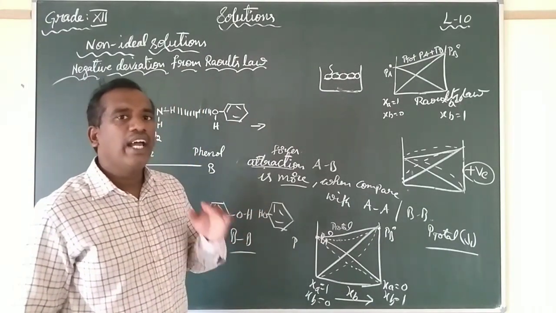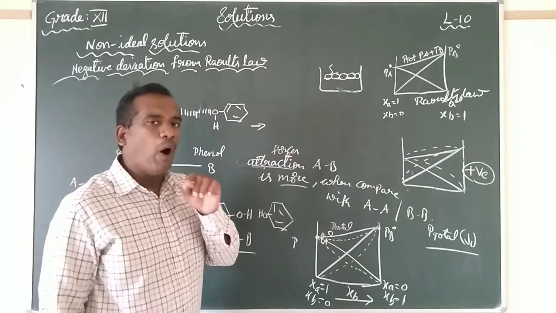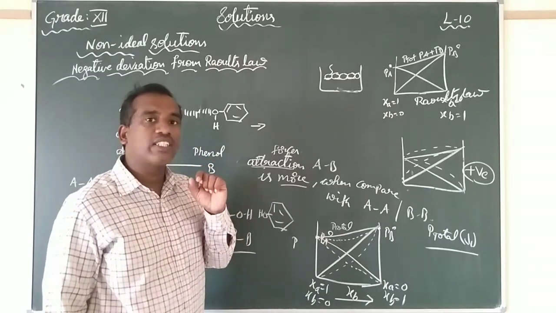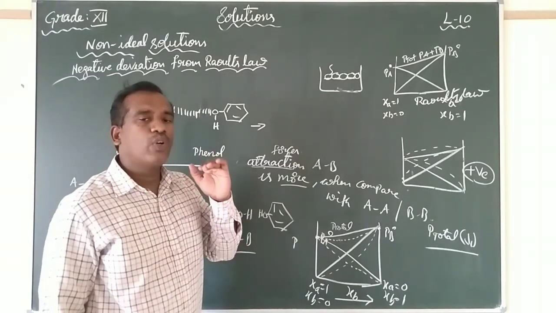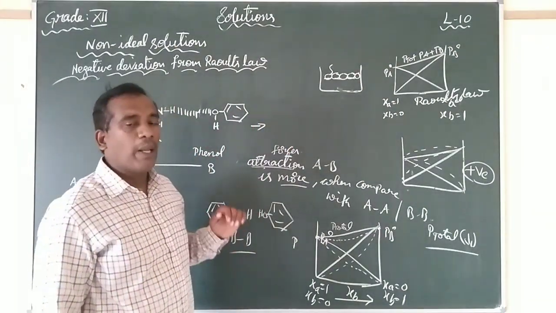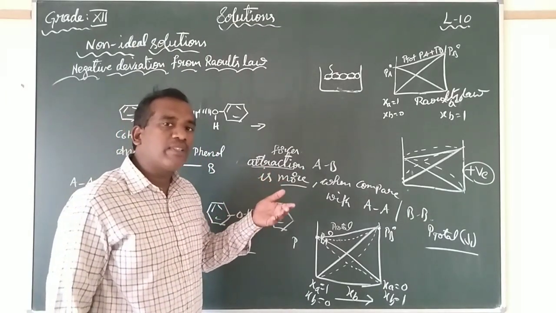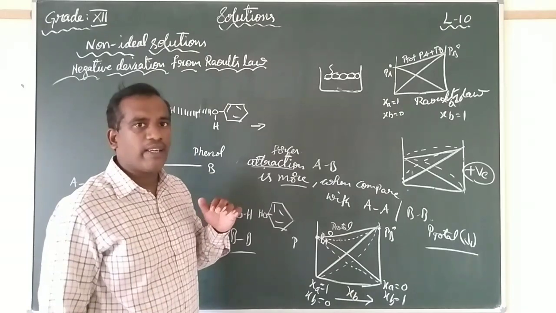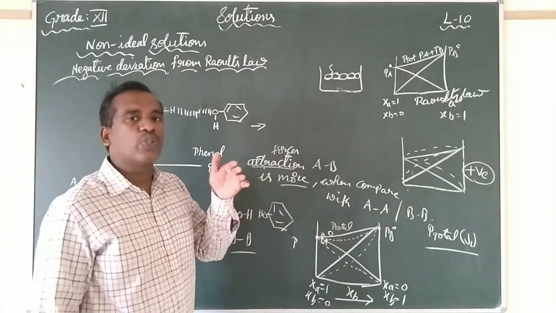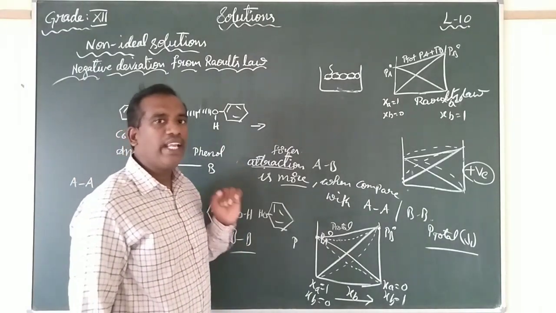What do we call it as the negative deviation from Raoult's law? Just recall, children, positive deviation means forces of attraction between the molecules decrease, so the number of gaseous molecules in the vapor phase will be increasing. But negative deviation means the forces of attraction will be increasing between the molecules and the number of molecules in the vapor phase decreases. So total vapor pressure decreases. So these are the two main cases.